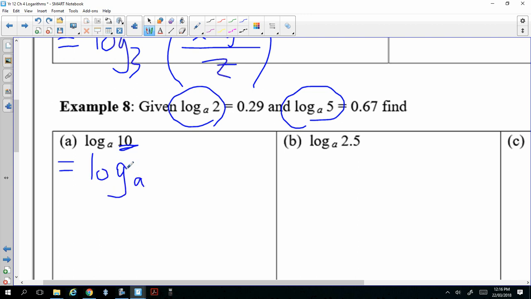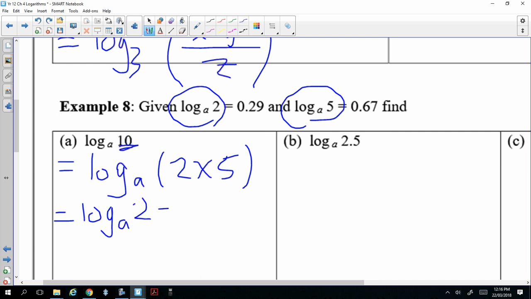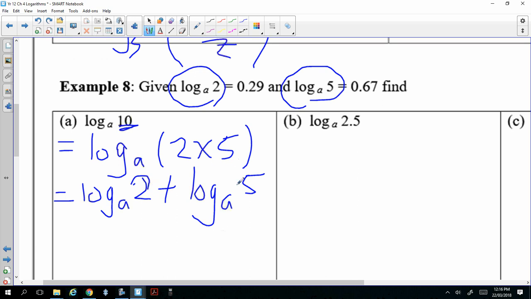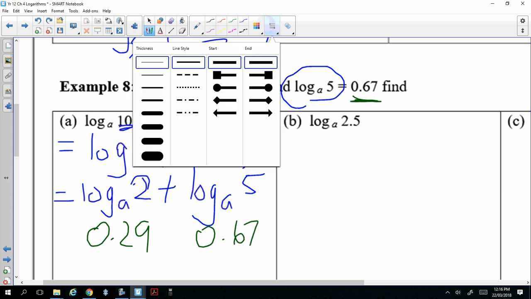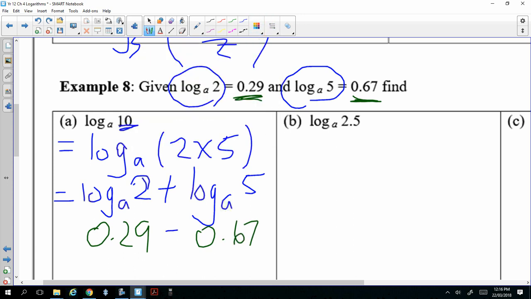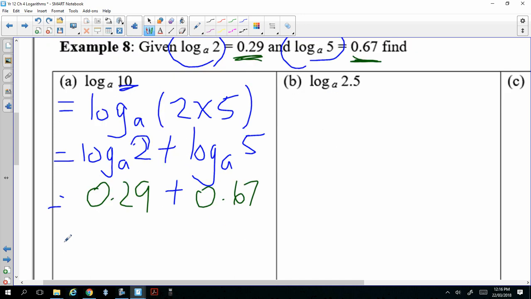And why do we do this? Because when it's times, it becomes plus. Log base a of 2 plus log base a of 5. So the times becomes a plus. And why do we do that? Once they are separated, I can now substitute the values. 0.29 is the first one, 0.67 is the second one. All right, so that's how we do these questions. Then add them together using a calculator. You will get 0.96 as your answer. Okay, can you try the next one?